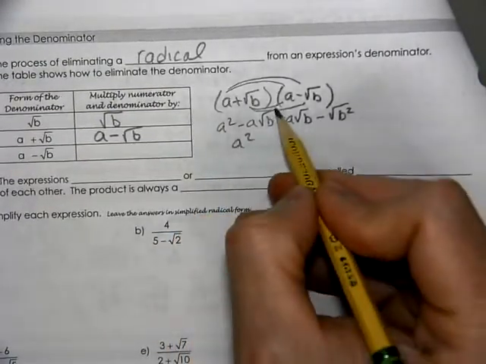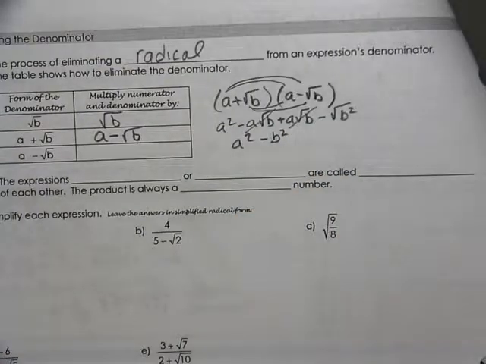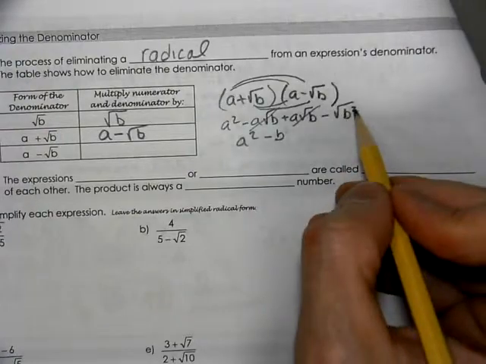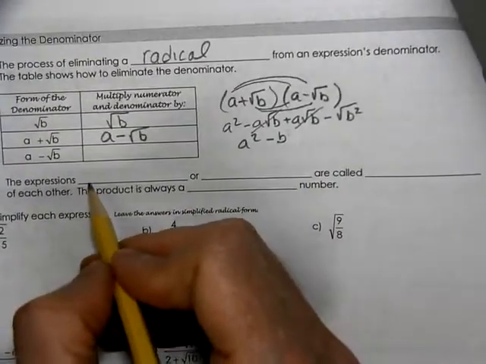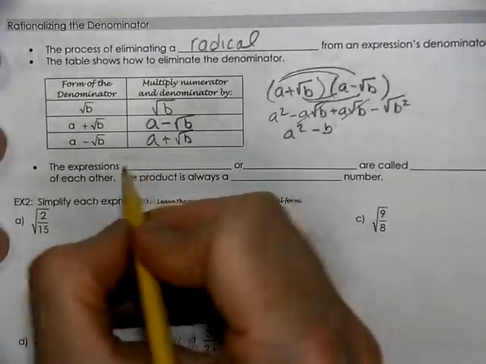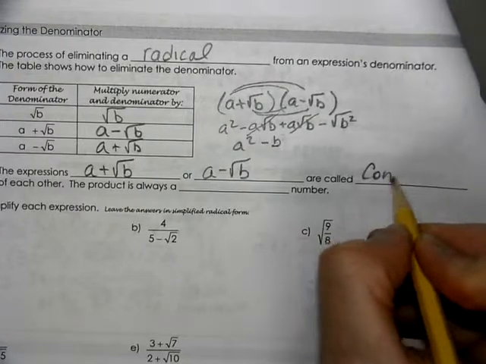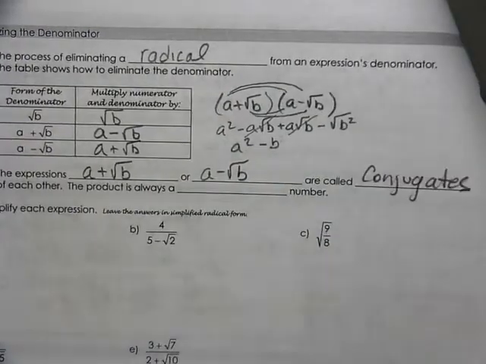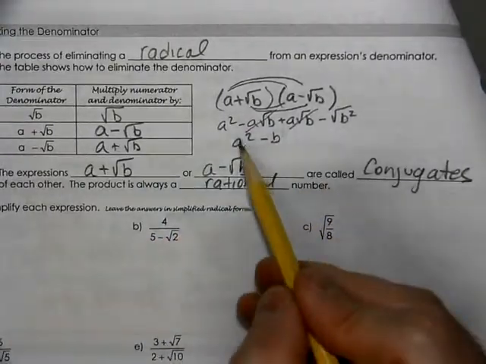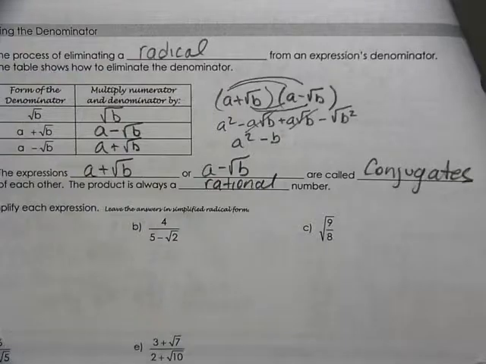So we have a squared. Our middle terms cross out completely, minus b squared. And I'm going to take the b squared out of there. When you take the square root of b squared, you get b. And the same idea would be a, change the sign, square root b. The expressions when we're working with a plus square root b, or when we're working with a minus square root b, they're called conjugates. They're conjugates of each other. The product is always a rational number. It would be a squared minus b will be what that product will be. Let's try it.